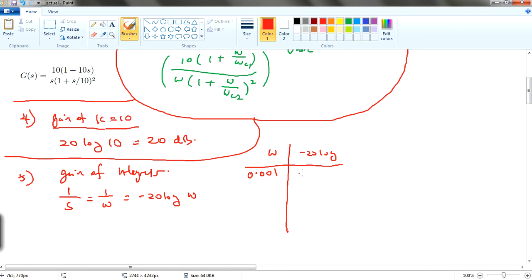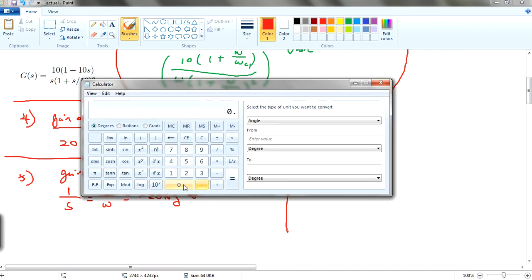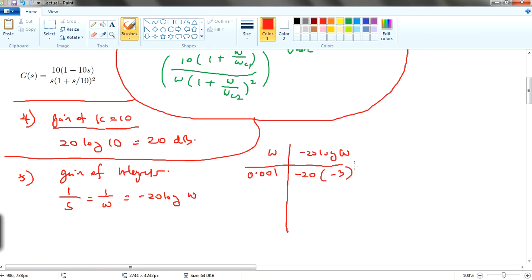I will have 60. If it's minus 20 log omega, minus 20 log 0.001 is actually minus 20 times minus 3. 0.001, if I log it, is minus 3. So minus 20 times minus 3 equals 60. If I have 0.01, I'll have 40. If it's 0.1, I'll have 20. And if it's 1, I'll have 0. So you can actually work out the table.